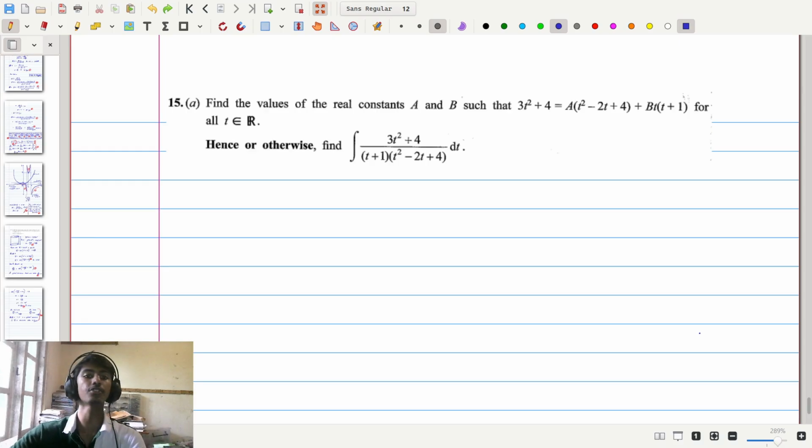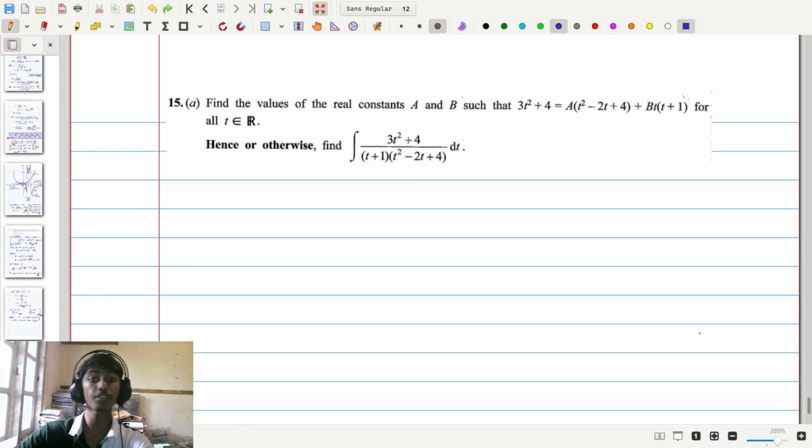The question says, find the values of the real constants capital A and capital B such that 3t squared plus 4 is equal to capital A times (t squared minus 2t plus 4) plus capital B times (t plus 1) for all t in the real numbers. It then says, hence or otherwise, find the integral of (3t squared plus 4) divided by (t plus 1)(t squared minus 2t plus 4) with respect to t.